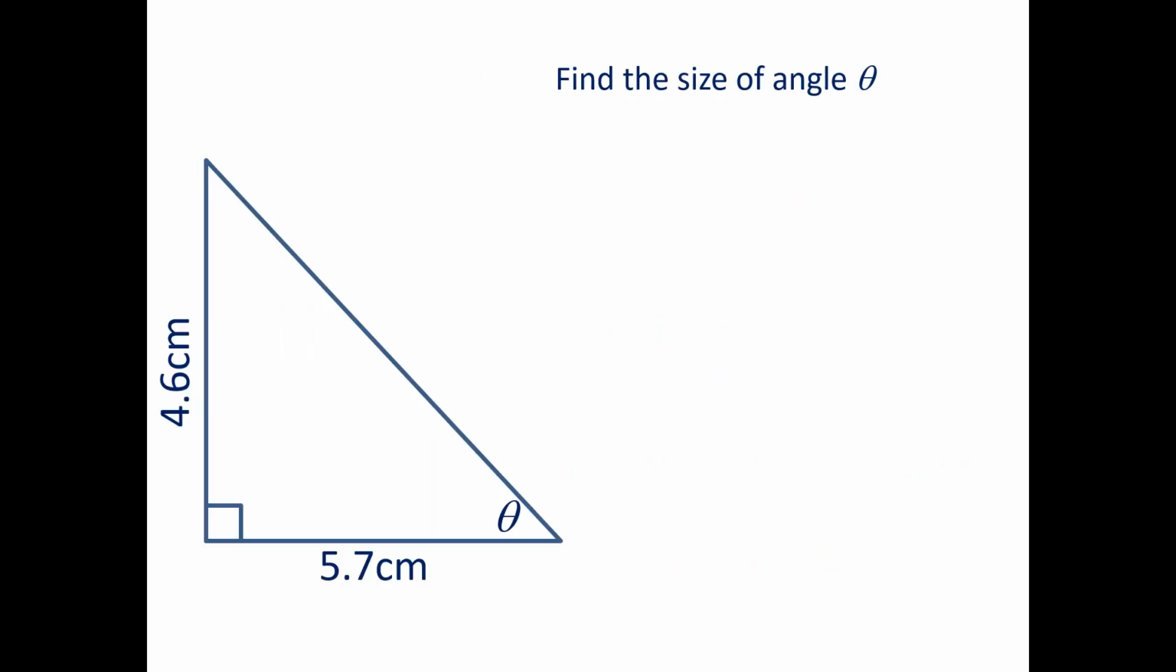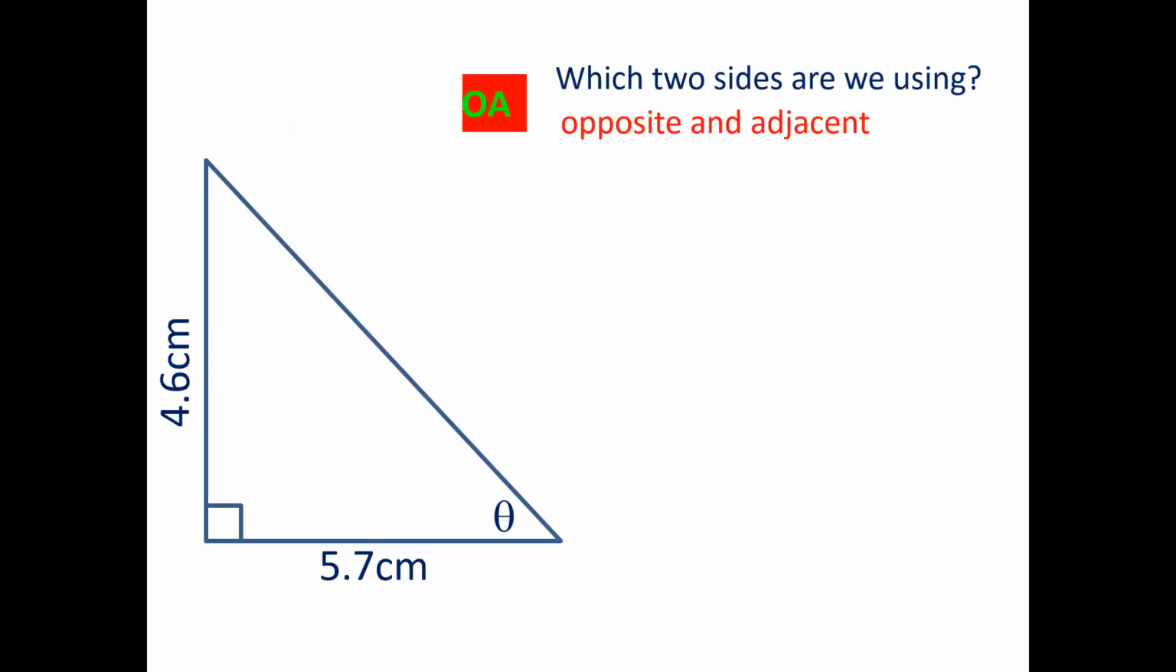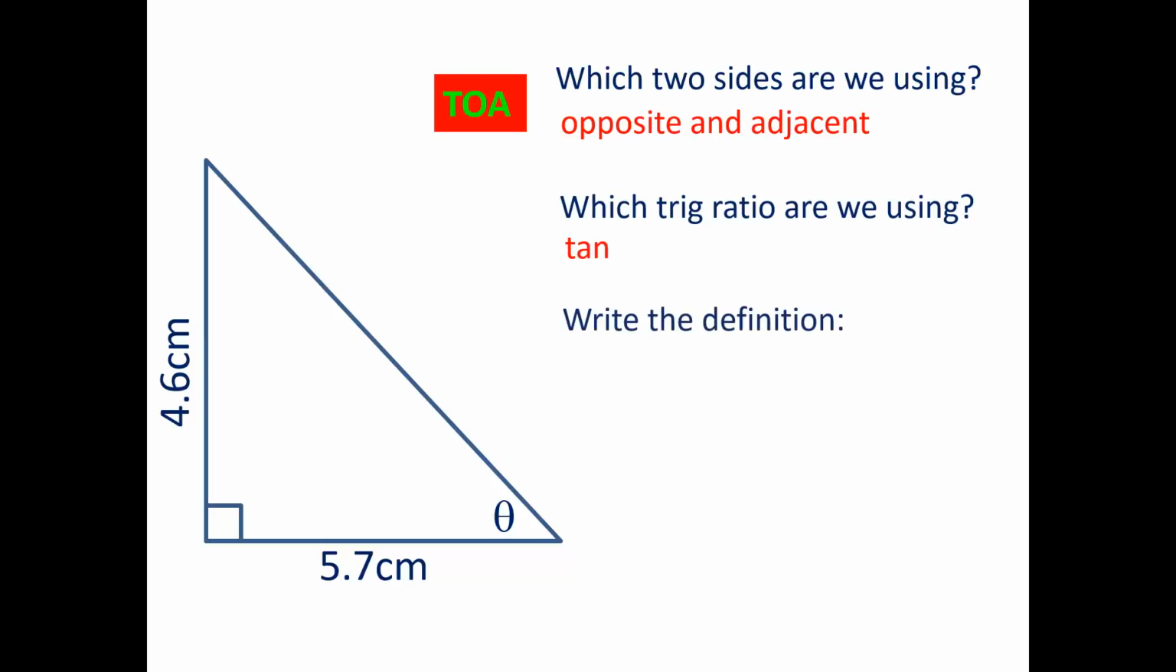Okay, let's have a look at another one. There's theta. Now the two sides that we've got are the adjacent and the opposite. So there we go, opposite and adjacent. O and A goes with T for tan. Write the definition. Tan is opposite over adjacent, so in this case tan theta is 4.6 divided by 5.7.